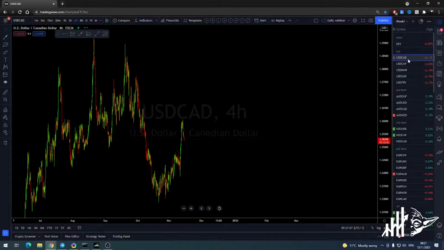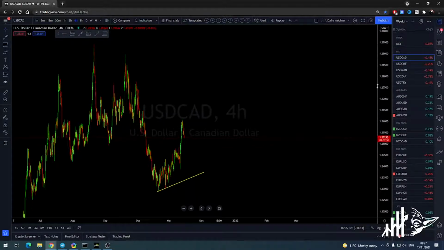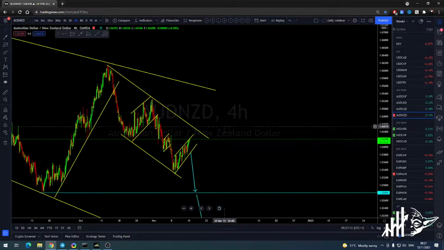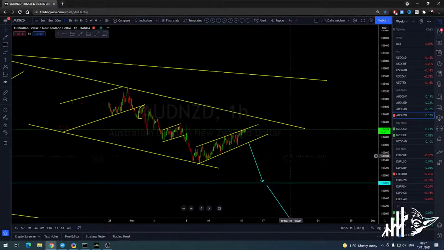And let's go USD CAD. I will go to the charts that are ready. What is interesting to watch is Aussie New Zealand. Aussie New Zealand, definitely it's a good chart to watch.